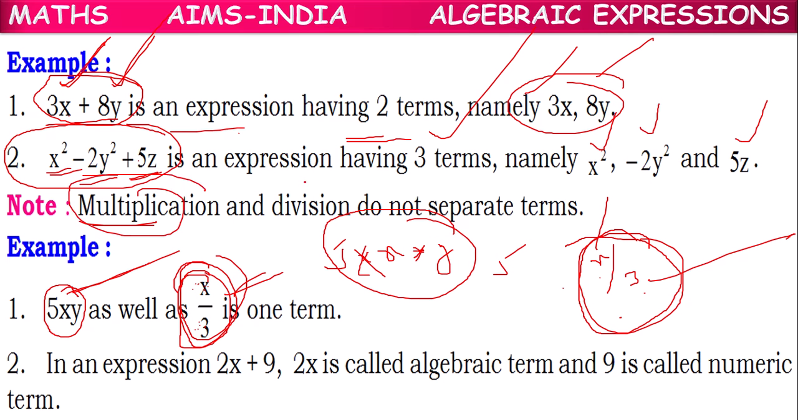So multiplication and division do not separate the terms. But if you do addition like 2x plus 9, then it will separate the terms. There 2x is called an algebraic term, 9 is called a numeric term. It will separate the terms.